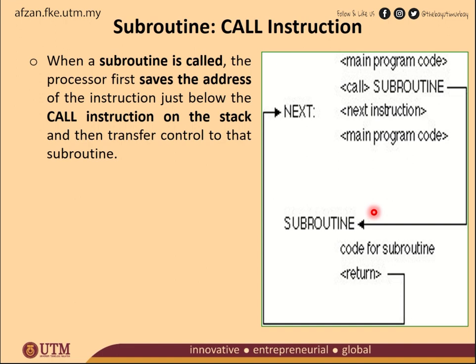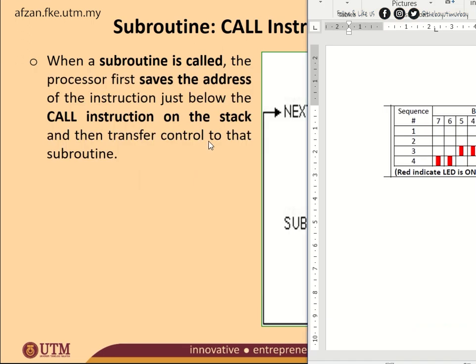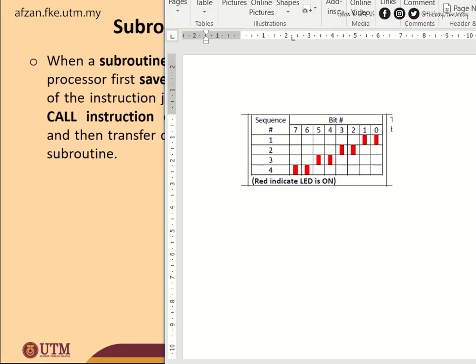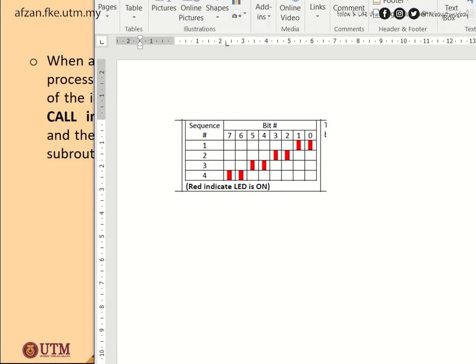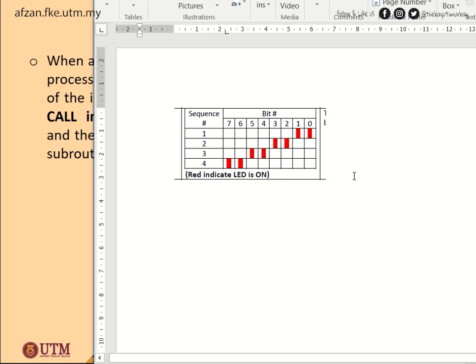Okay, for example, we are going to see the difference between using a subroutine and without using a subroutine. So we have an example here. Let's say you are going to do an LED pattern sequence, in which, so this is your LED, you have 8 LEDs that are connected to port B. Okay, so this is the sequence here.